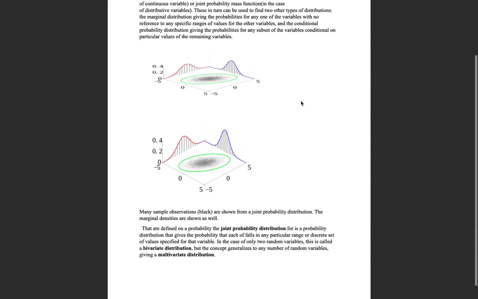Diagrammatic representation. Many sample observations are shown from a joint probability distribution. The marginal densities are shown as well, that are defined on the probability. The joint probability distribution is a probability distribution that gives the probability that each of the variables falls in any particular range or discrete set of values specified for that variable. In the case of only two random variables, this is called a bivariate distribution, but the concept generalizes to any number of random variables, giving a multivariate distribution.